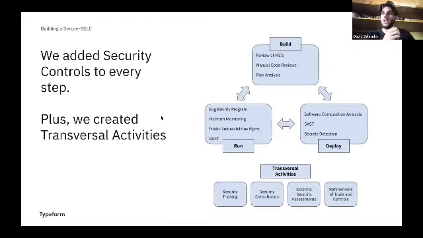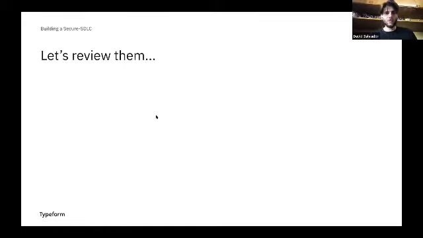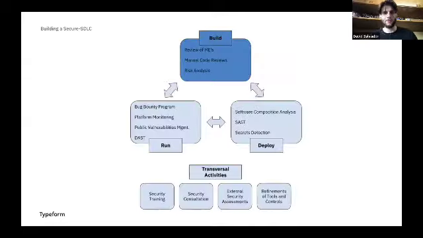Okay, once we had all of these three steps split, we added security controls to every one of these steps. And also we created some other what we call transversal activities, which are security related, not checks, but activities. And we'll see later which ones those are. So yeah, I'm going to give a brief explanation about each of these activities that we added and whether we've found any challenges and so on.